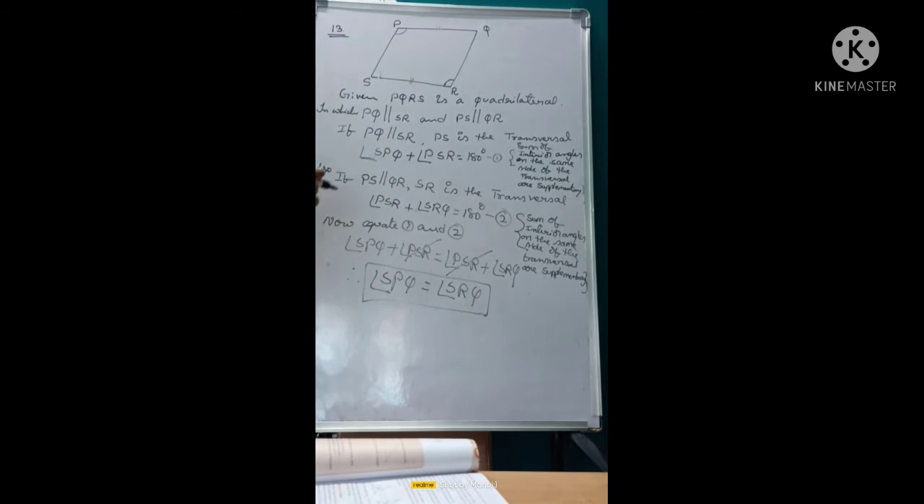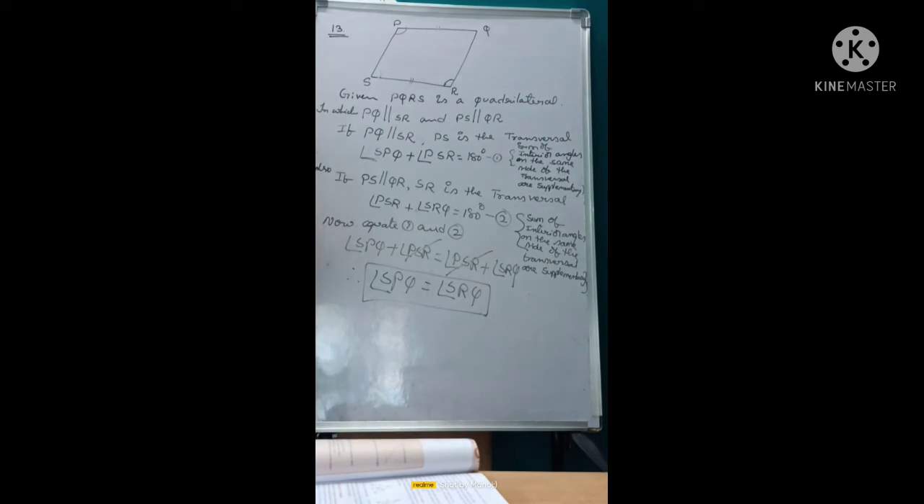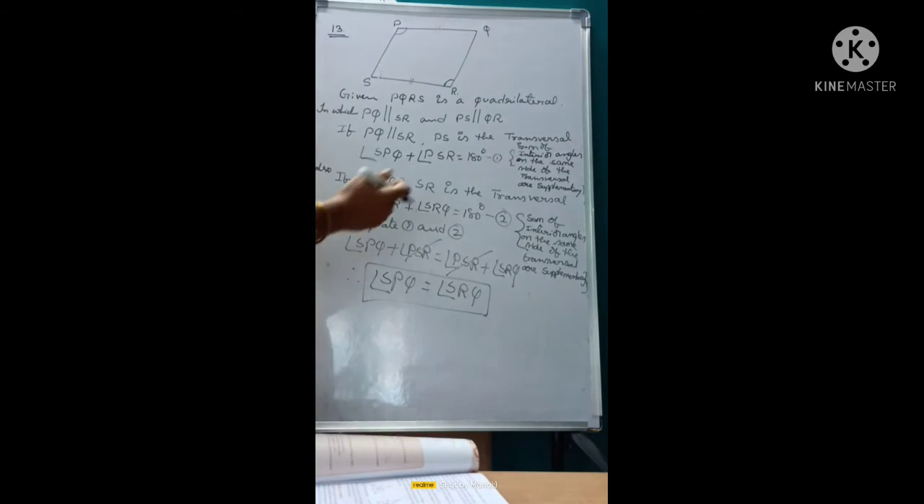Now coming to the other one: PS is parallel to QR, and SR is the transversal. Angle PSR plus angle SRQ equals 180 degrees. Why? Because these two are also interior angles on the same side of the transversal, so their sum is supplementary. So angle PSR plus angle SRQ equals 180 degrees.